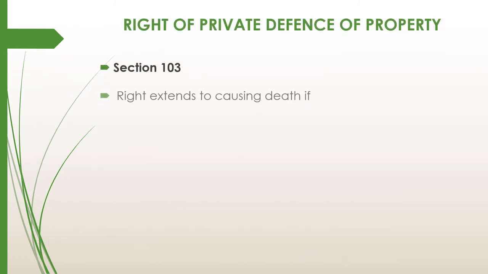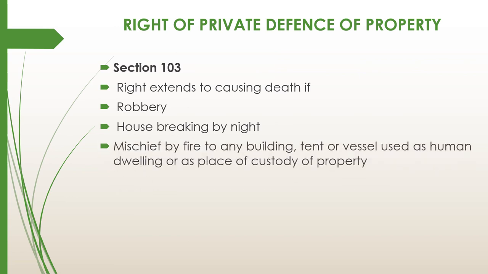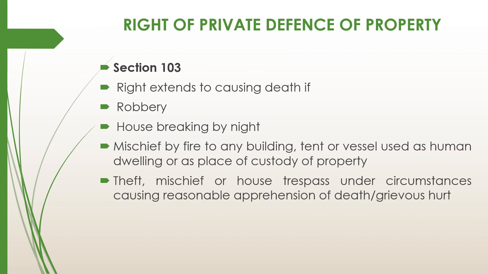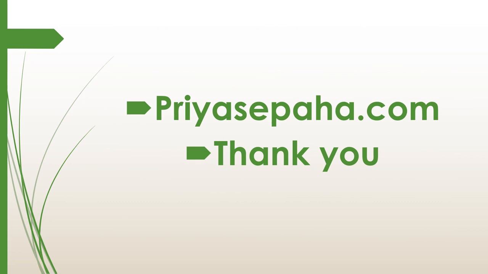Section 103 of IPC is related to the right extending to causing death if the offense is robbery, housebreaking by night, mischief by fire to any building, tent or vessel used as a human dwelling or as a place of custody of property, or theft, mischief or house trespass under circumstances causing reasonable apprehension of death or grievous hurt. Similarly, Section 104 states that in other cases, the right extends to any harm other than death. These are some of the sections related to the right of private defense of human body and property, with some of the general restrictions mentioned under Section 99. So this is all about the general exceptions justifiable under IPC.